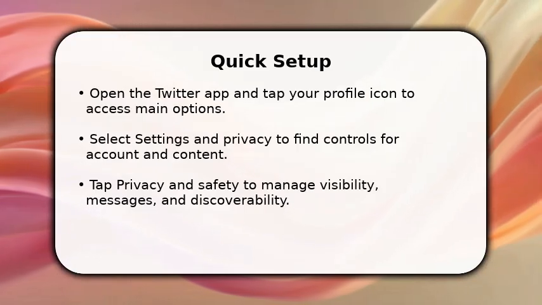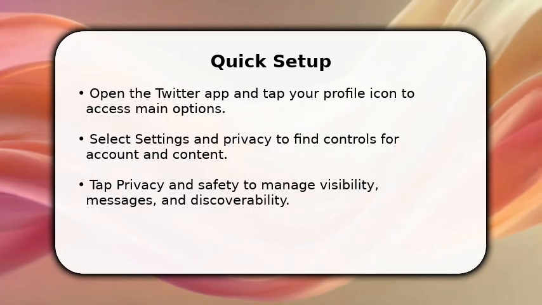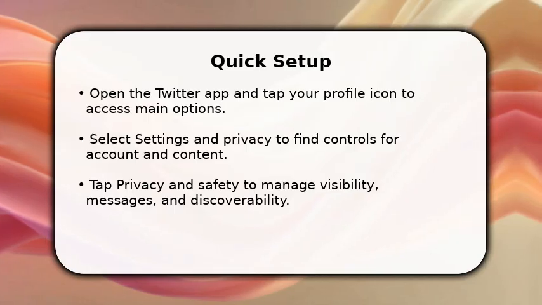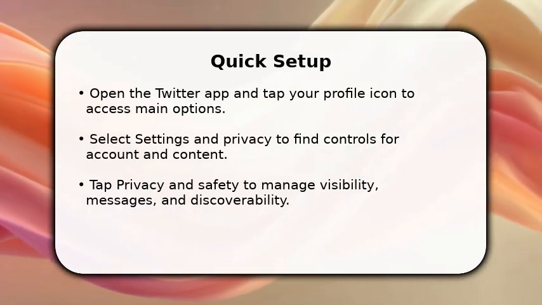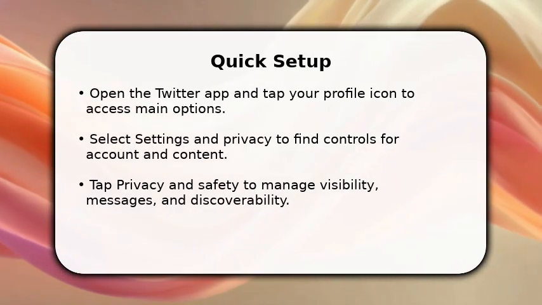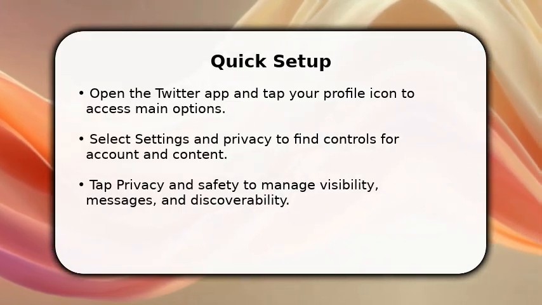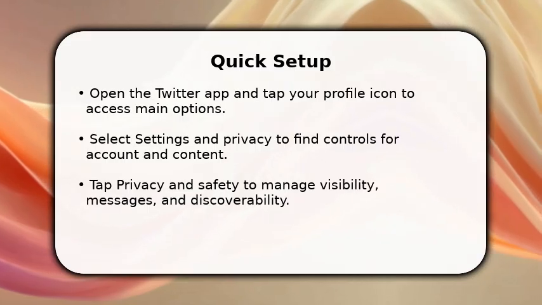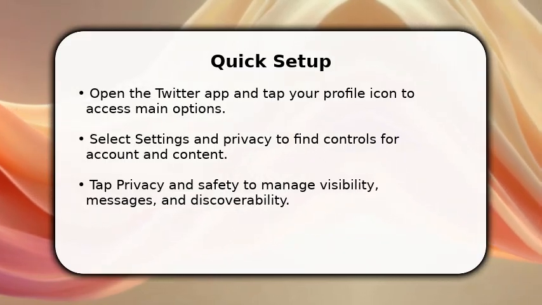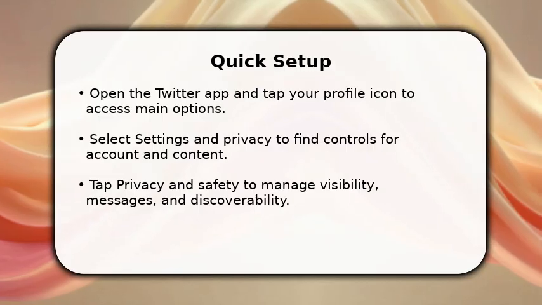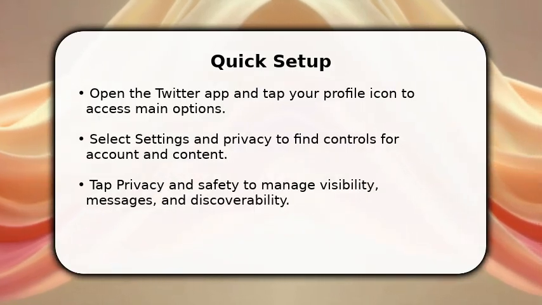In this video, I will show how to change settings on Twitter the easy way. Open the Twitter app, tap your profile icon, choose Settings and Privacy, then tap Privacy and Safety to access key options. From there, adjust notifications, direct messages, and discoverability using the toggles and menus. Take it step by step and pause if you need to check each setting, and remember changes save automatically so you can test them right away.